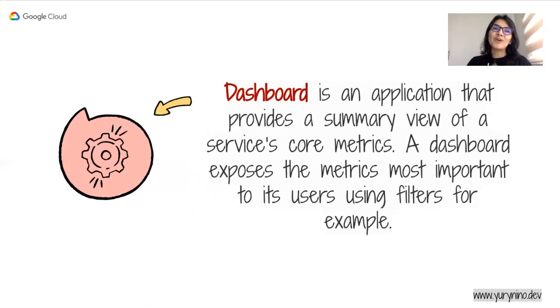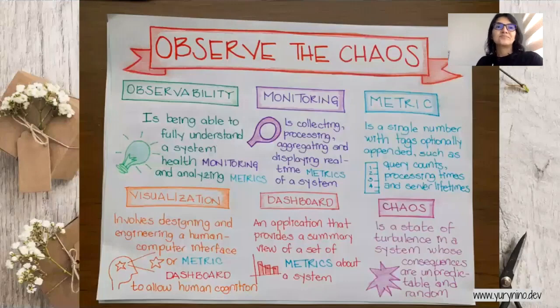Finally, a dashboard is an application, usually web-based, that provides a summary view of a service's core metrics. A dashboard may have filters and selectors with the objective to expose the metrics most important to the users. Since this talk is about graphics, dashboards, visualizations, and observability, I put those definitions in this sketch note.